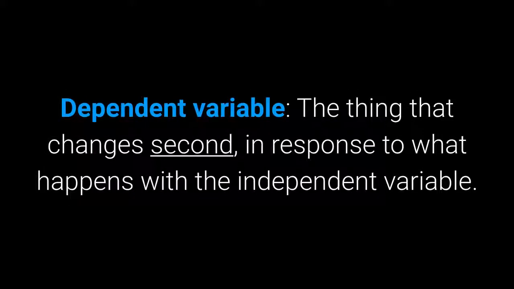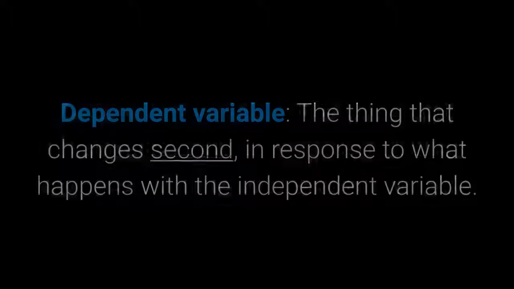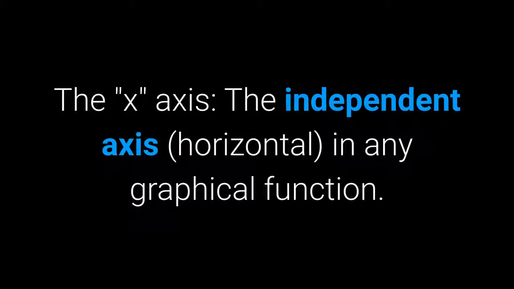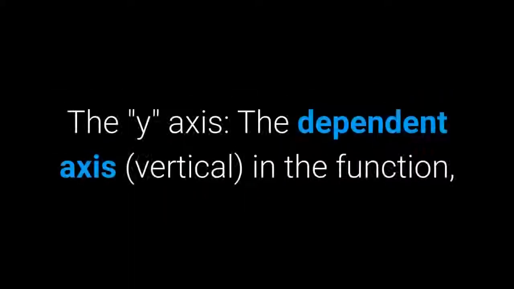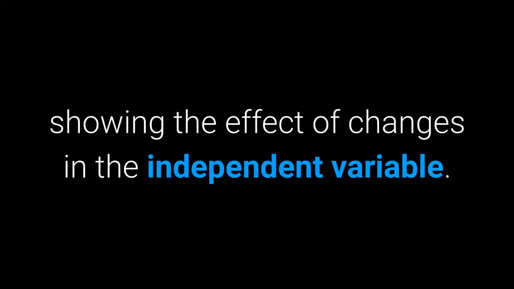Glossary of terms. Independent variable: the thing that changes first. Dependent variable: the thing that changes second, in response to what happens with the independent variable. The x axis: the independent axis, horizontal, in any graphical function. The y axis: the dependent axis, vertical, in the function, showing the effect of changes in the independent variable.